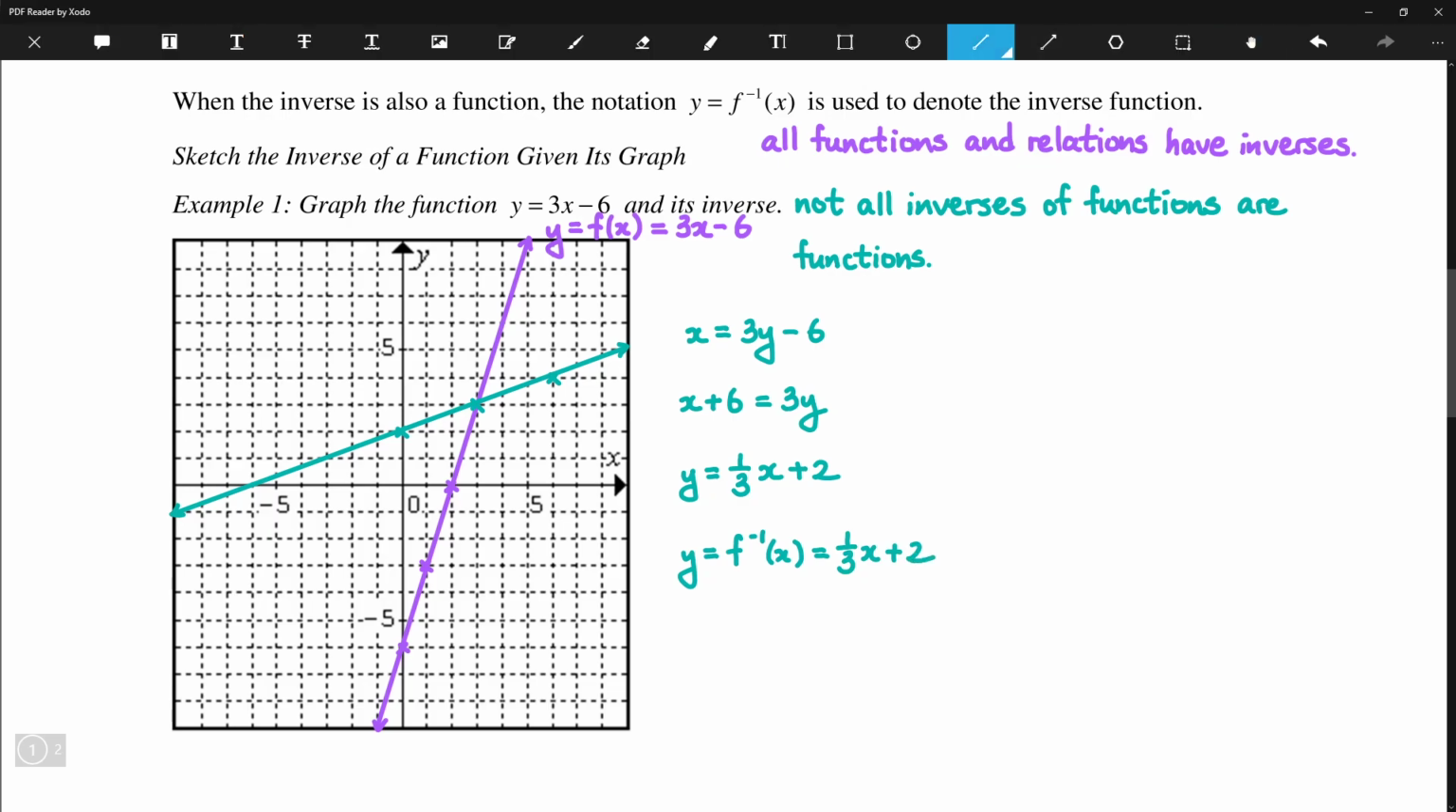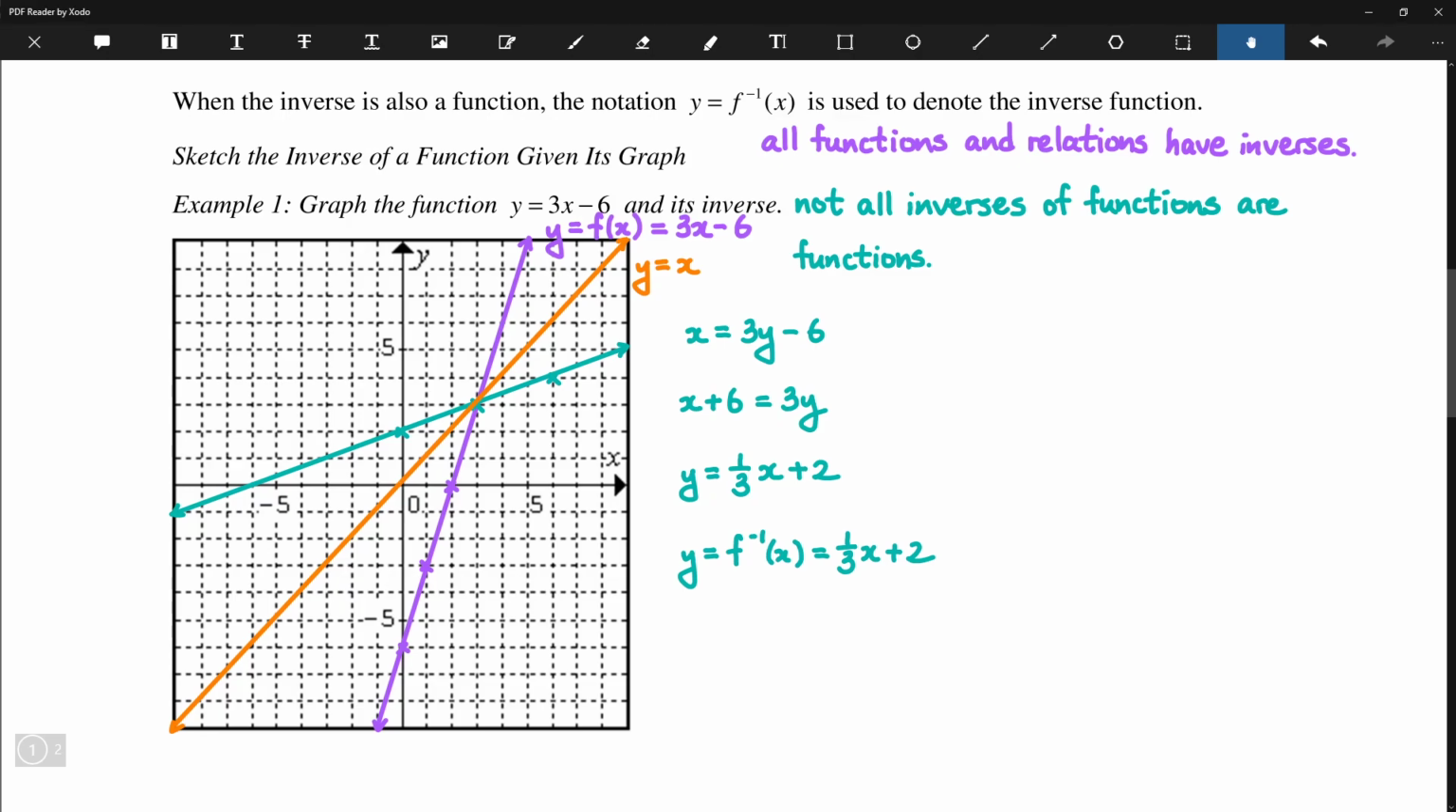Also of note is the fact that it is a reflection over the line y equals x. So we'll draw in here the line y equals x just to emphasize that they are reflected on the diagonal line. Alrighty. So this is an example then of a function whose inverse is also a function.